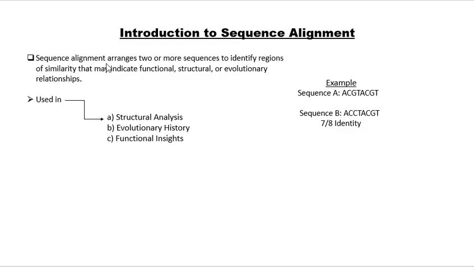Sequence alignment arranges two or more sequences to identify a region of similarity that may indicate functional, structural, and evolutionary relationship in the sequence. Here is an example of two sequences.